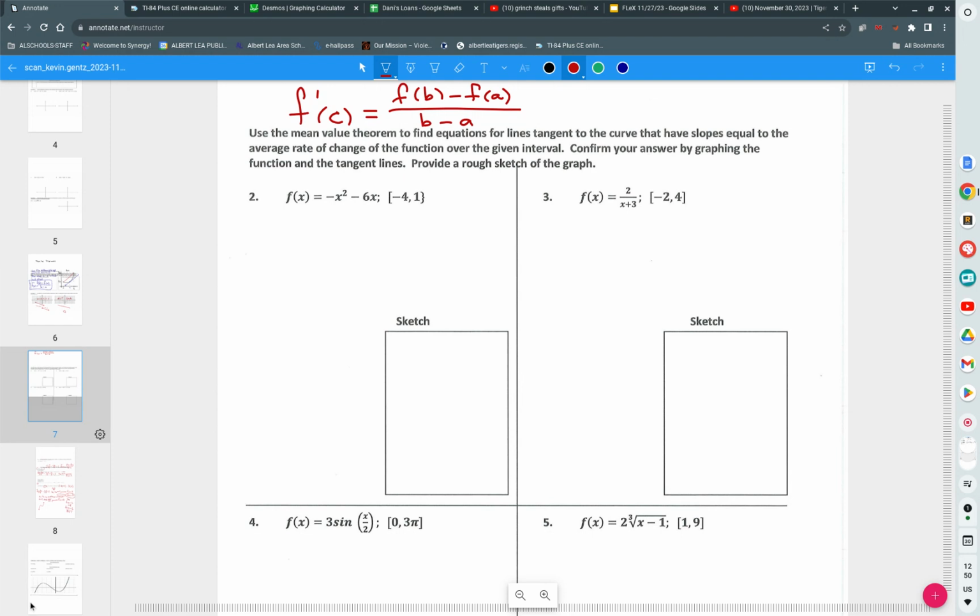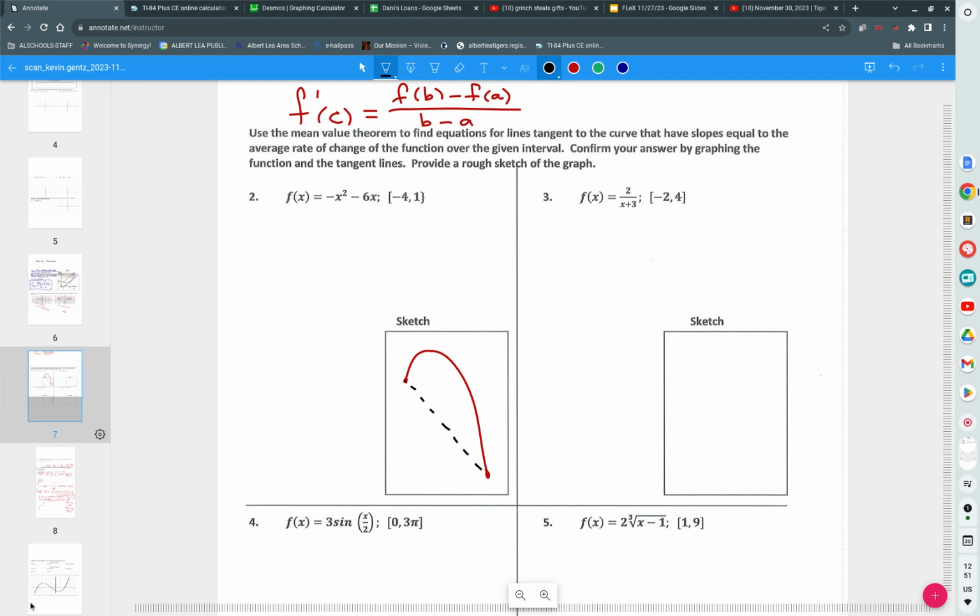Notice our function is negative x squared minus 6x. Now, I don't know exactly what this function looks like over the interval -4 to 1, but let's say it looks something like this. Then what we're trying to do in this situation is find the value c at which the line tangent would have the same slope as that secant line.